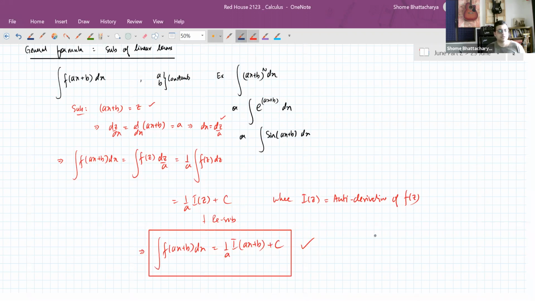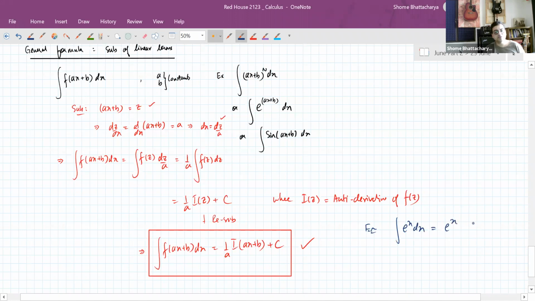Okay. So for example, I know that integration of e raised power x is e raised power x plus c. So therefore, I know that integration of e raised power, let's say 5x plus 2, will just become 1 by 5 e raised power 5x plus 2 plus c. I've just applied this formula over here. So I don't need to do all these steps every time. I can just use this as a direct formula.